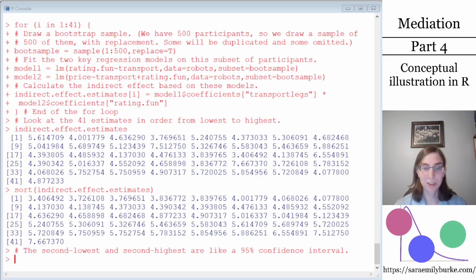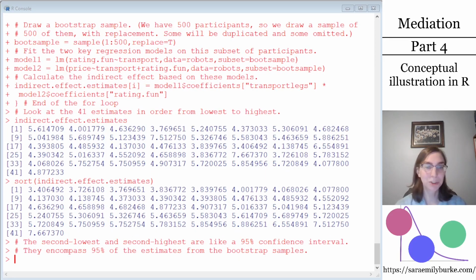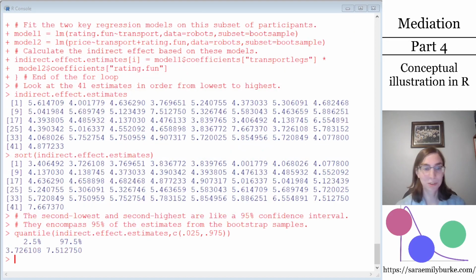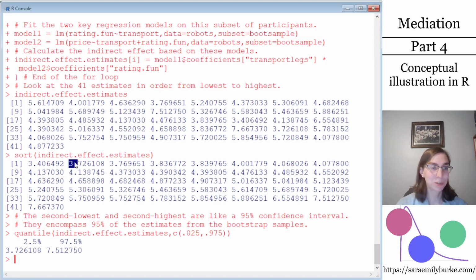In this case, the second lowest and second highest indirect effect estimates are like a 95% confidence interval because they encompass 95% of the estimates from the bootstrap samples. That's why I chose 41 estimates. So the 2.5th percentile estimate is this 3.726, and the 97.5th percentile estimate is this 7.513.